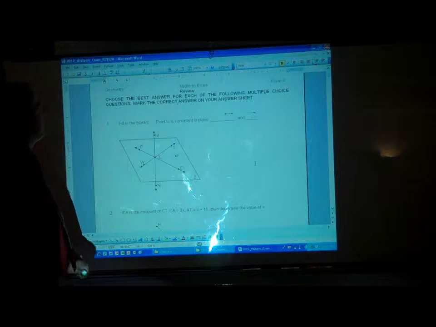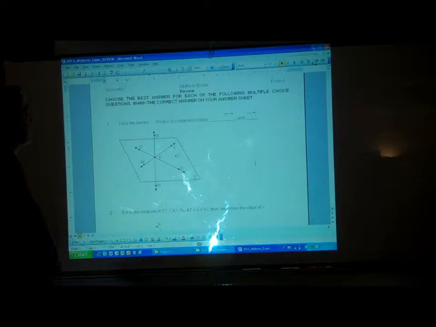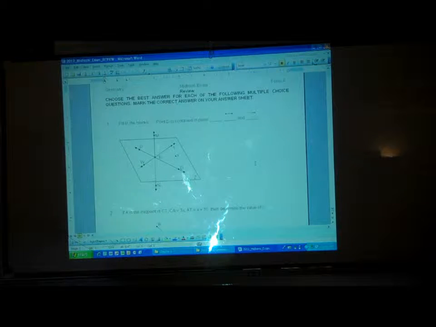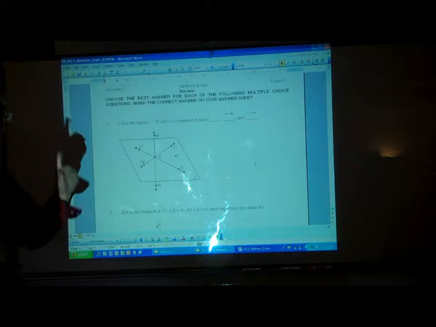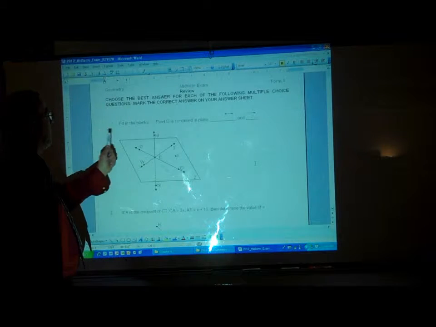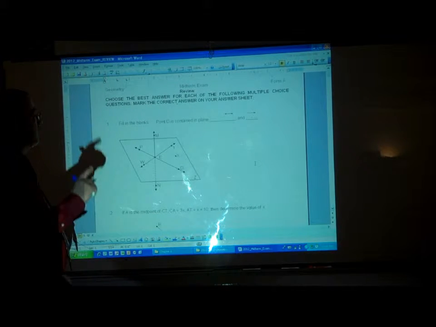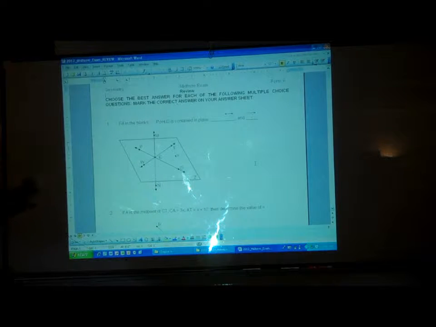Okay, here is your 2011-2012 midterm exam review. We're going to choose the best answer for each of the following multiple choice questions. The test is actually multiple choice, and we're going to mark the correct answer on your answer sheet when you have one. In the meantime, we're just going to go through the review.